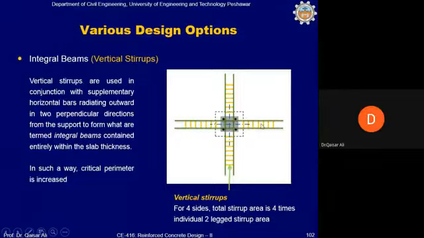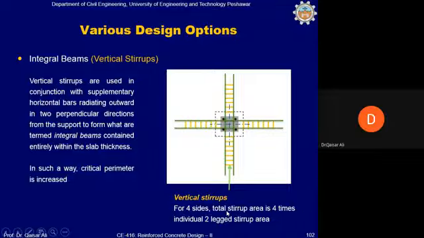Okay, now at every location there are 4 stirrups provided. For example, if we look at this location, then we have 2 legs here, 2 legs here, 2 legs here, and 2 legs here. So there are 8 legs, basically 8 legs for 4 stirrups provided at the same location in the slab in the 2-dimensional environment. Okay, so for the 4 sides, total vertical stirrup area is 4 times the individual 2-leg vertical stirrup area.